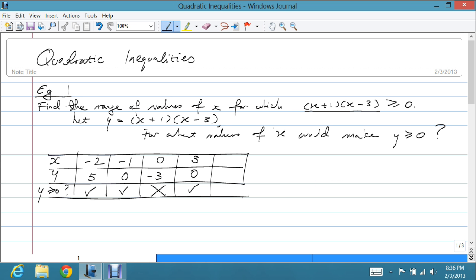Let's try the last case, where x is bigger than 3. For instance, let's try x equals 4. When x equals 4, y equals (4 plus 1) times (4 minus 3), which gives me 5, which is bigger than or equal to 0. So again, it satisfies the inequality. From this table, you'll notice that all values of x less than negative 1 will satisfy the inequality. Similarly, values of x bigger than 3 also seem to satisfy the inequality.